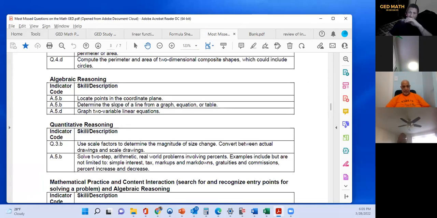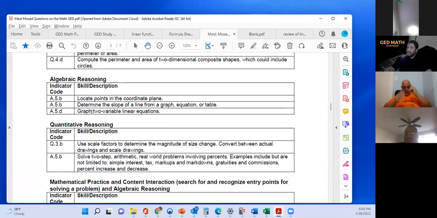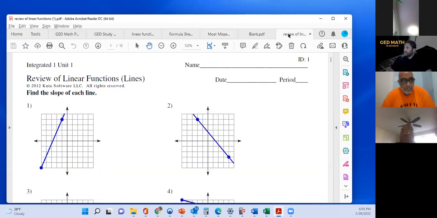So now what I want to do is go over how you find the slope from a graph, equation, or a table. Again, we're going to go through the most missed questions because these are the issues that most people have. So I want to touch on those areas first. Determine the slope from a graph, equation, or table.